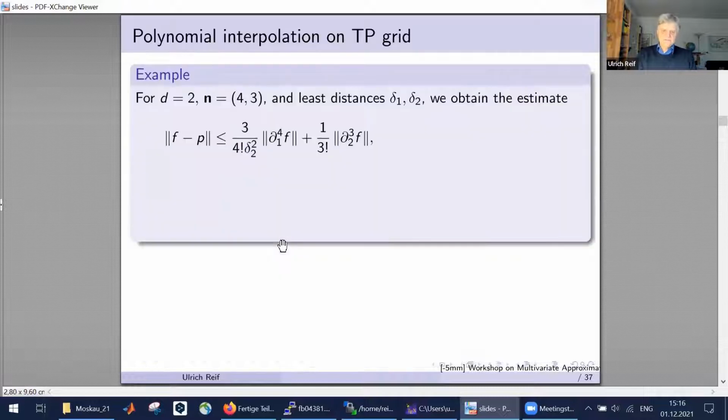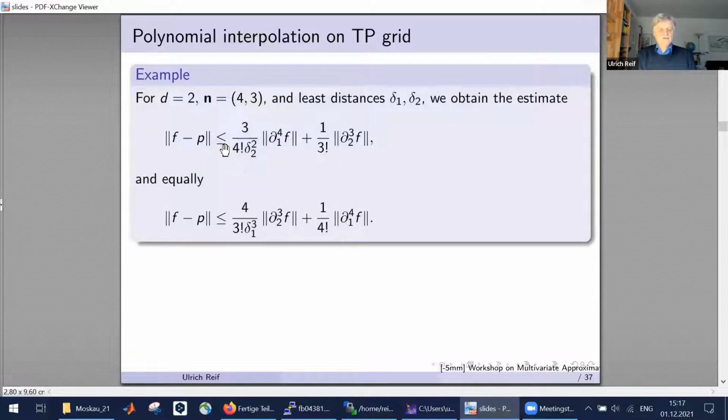In our simple example, the result is now the following. Now we don't have these high order mixed partial derivatives. In y direction, we have this nice behavior, third derivative and so on. But in x direction, you see here showing up the least distance squared in y direction. So if in y direction some interpolation nodes are getting close, then this constant explodes.